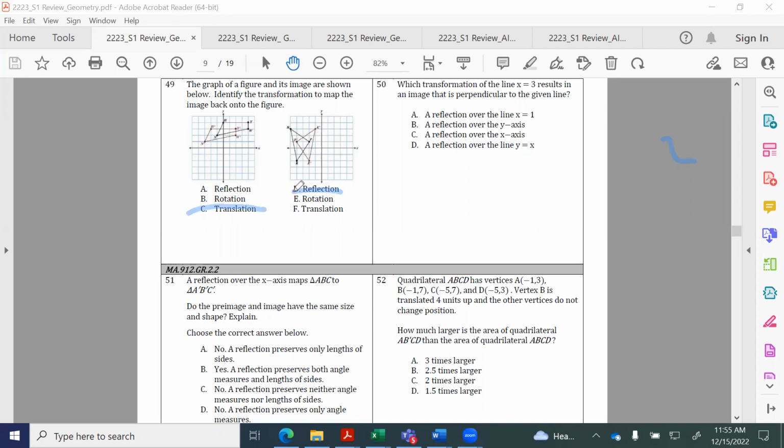On 50, which transformation of the line x equals 3 results in an image that is perpendicular to the given line? Is it a reflection over the y-axis, reflection in the x-axis, or reflection in the line y is equal to x? Again, we reflect in the line y is equal to x, we switch the x and y values. So instead of having the line x is equal to 3, it would have been the equation y is equal to 3.